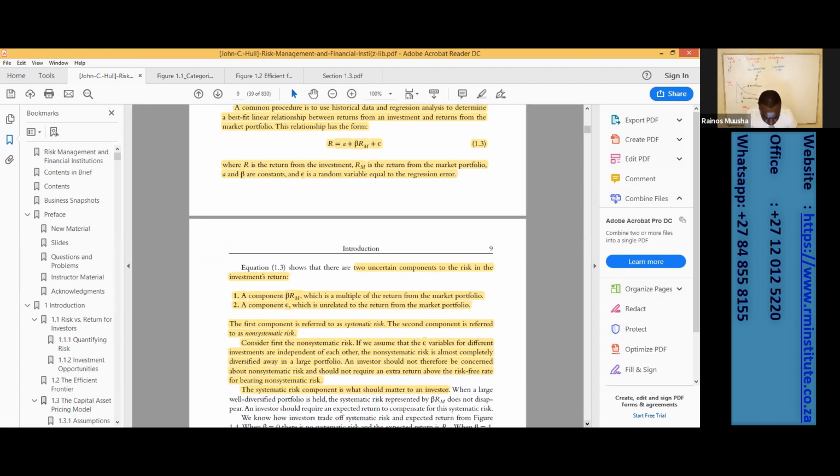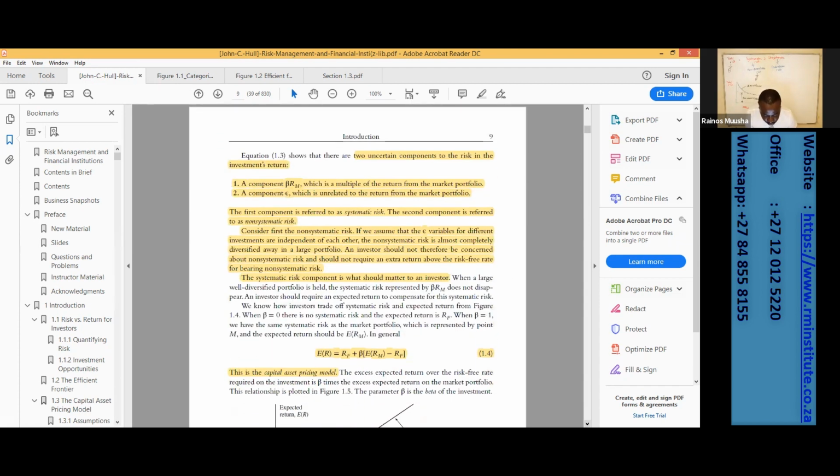So looking at these, if you go to page 9, equation 1.3 shows that there are two uncertain components to the risk in the investment return. The first one is a component of beta times RM, which is the multiple of the return from the market portfolio, and the second component is the error term, which is unrelated to the return from the market portfolio as well. The first component is referred to as the systematic risk. The second component is referred to as the non-systematic risk.